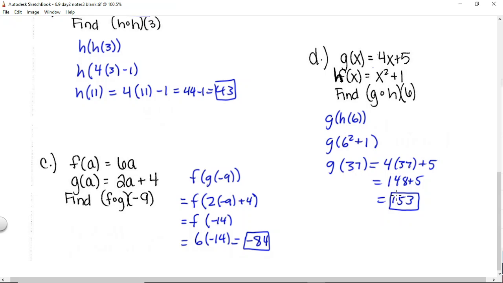Okay, so that's composition of functions. Again, we just evaluated these for a given value for the variable. We plugged in the variable and evaluated.